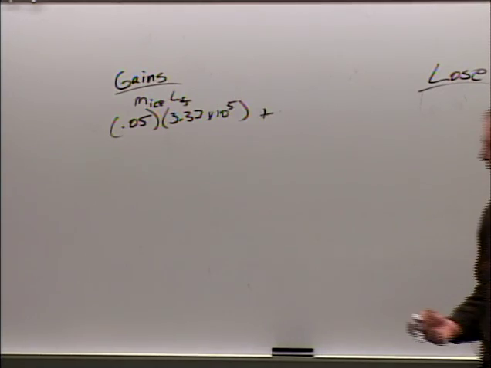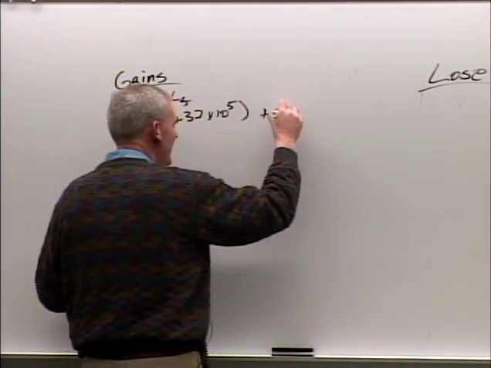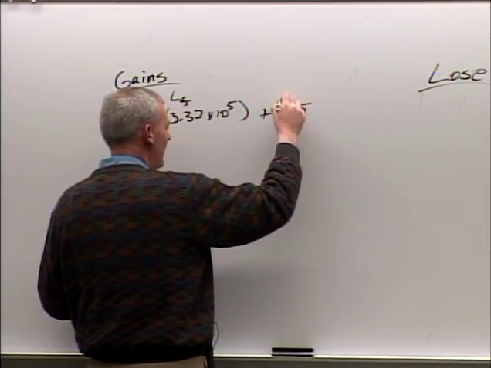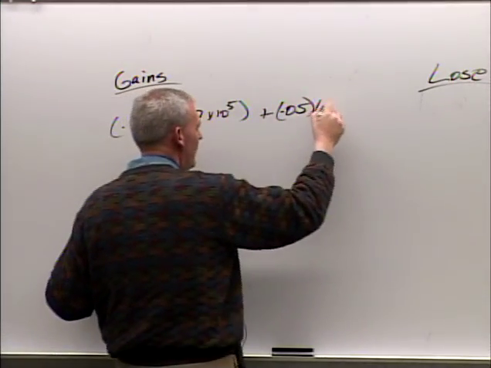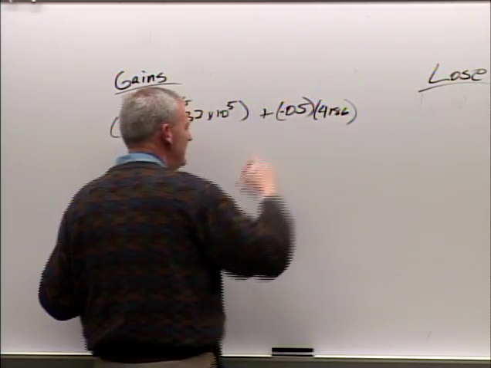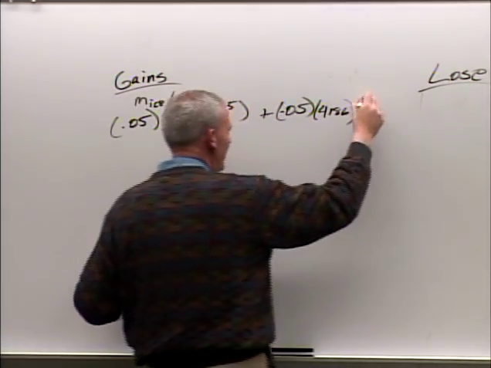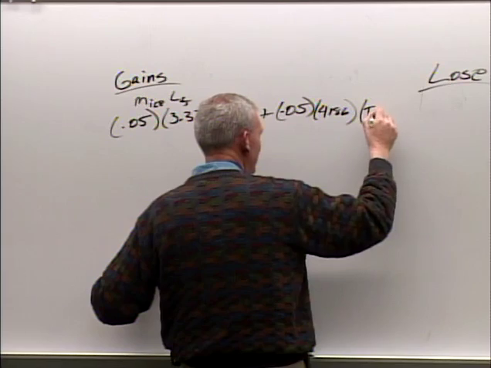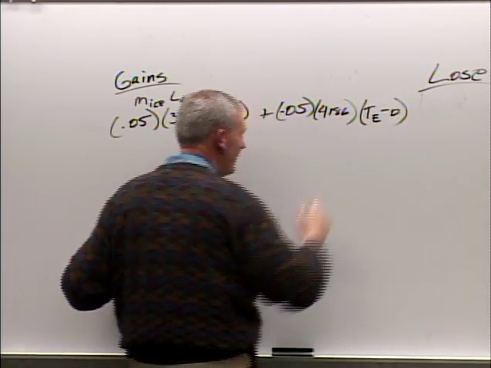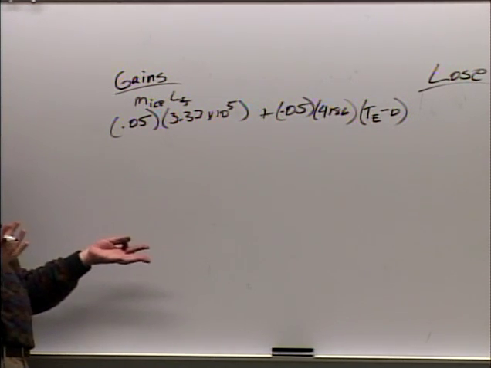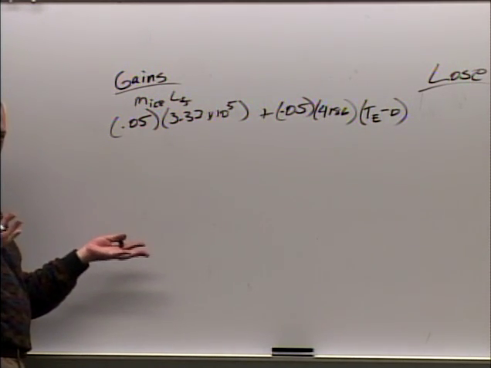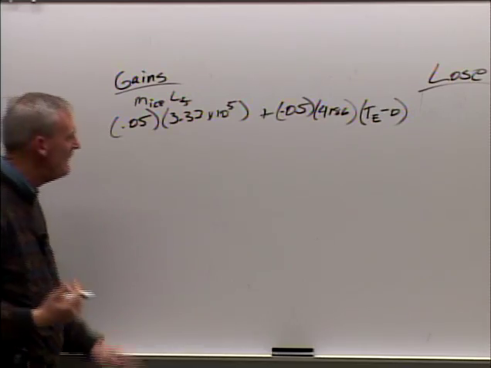It will turn into water, and we're going to say none of it evaporated. So it's going to be 0.05 kilograms times 4186 times T_E minus 0, which is going to be T_E. Okay? So there's one variable, and that's the variable we're looking for. So far, so good. Things are looking good.